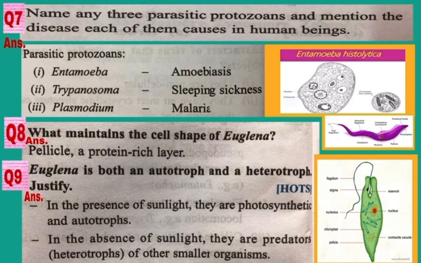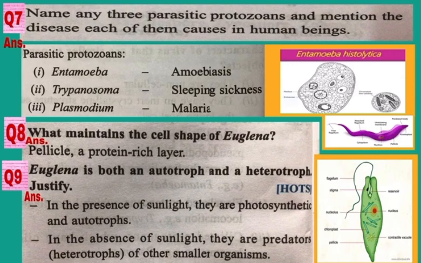Question number 8. What maintains the cell shape of Euglena? Answer is, instead of cell wall, they have a protein-rich layer called pellicle, which makes their body flexible and maintains cell shape in Euglena.